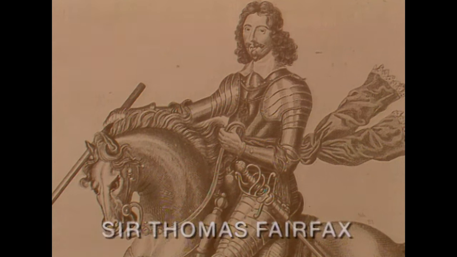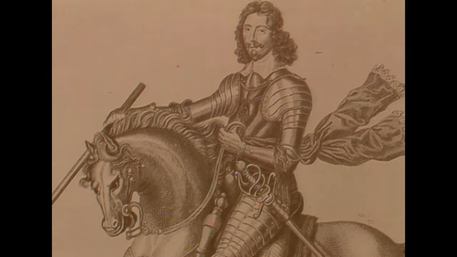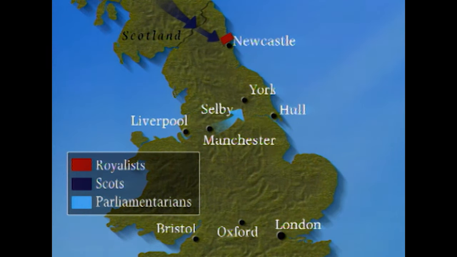Taking advantage of Newcastle's difficulties in the north, Fairfax stormed Selby in Yorkshire on the 11th of April. Black Tom, as he was known to his men, was the eldest son of Lord Fairfax. He was a talented soldier who had maintained an unequal fight against Newcastle and his larger royalist forces since the beginning of the war in 1642.